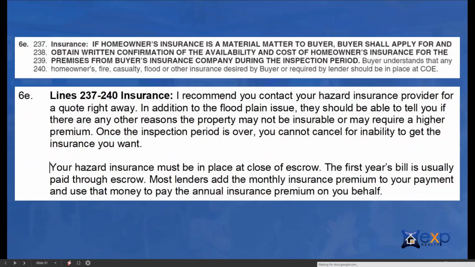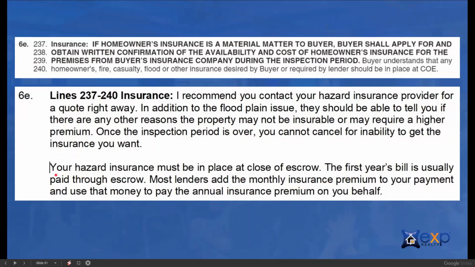Good. Okay. Section 6E, insurance. Another one, big, bold, cap letters. Probably somebody got sued over this a while back. Okay, insurance. I recommend you contact your hazard insurance provider for a quote right away. In addition to the floodplain issue, they should be able to tell you if there are any other reasons the property may or may not be insurable or may require a higher premium. Once the inspection period is over, you cannot cancel for inability to get the insurance you want.